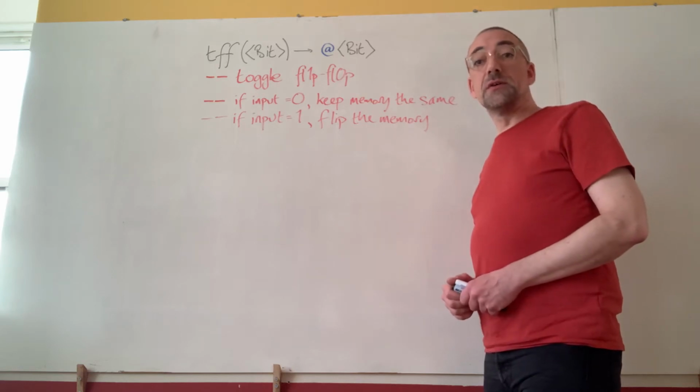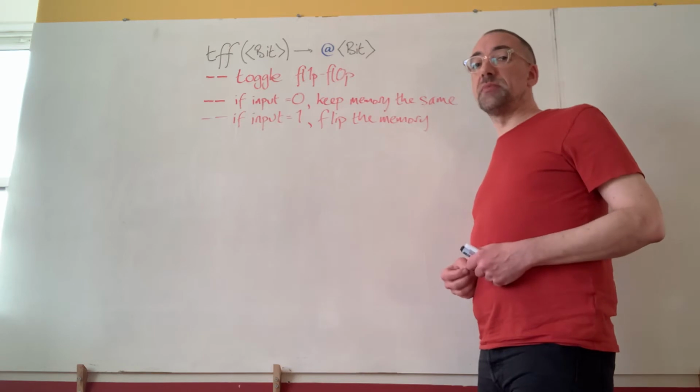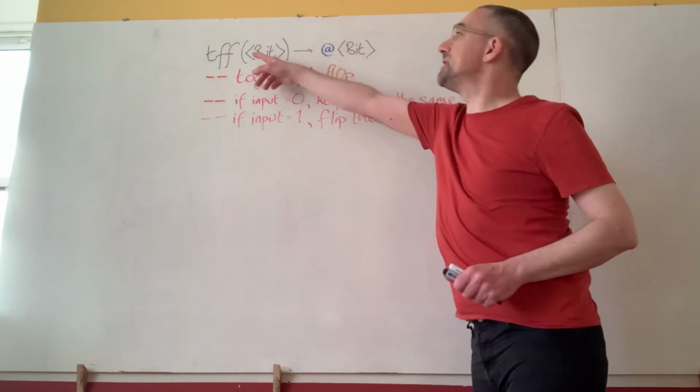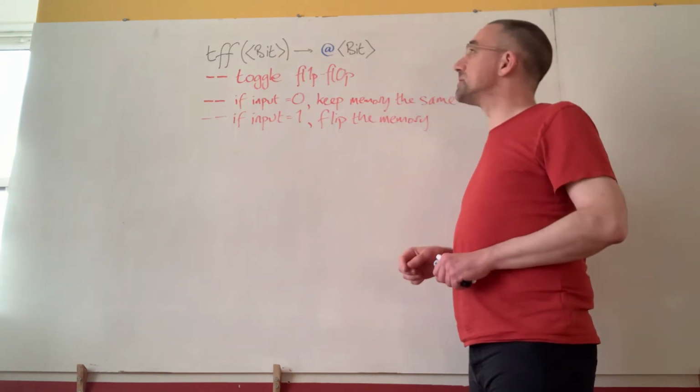I often ask you to build circuits involving memory to a specification. And here's a simple example. I want to build a toggle flip-flop, TFF. It's a bit like a D flip-flop, but it behaves according to a different logic.